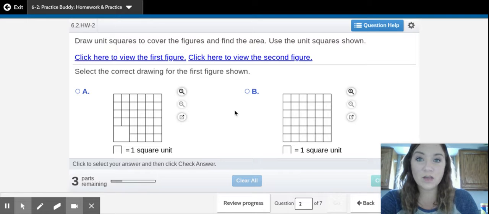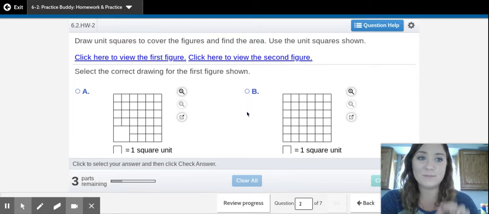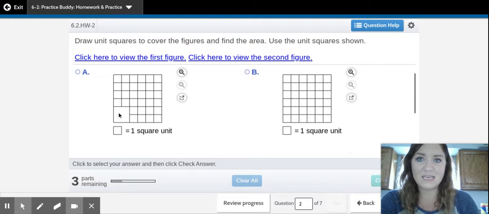It's all about covering each polygon with unit squares. So the big thing that you guys need to know about for today is that when you're counting squares for a polygon, the squares have to be even. Think about what we learned with fractions. They have to be the same sized pieces. Okay, so let's look at these examples.